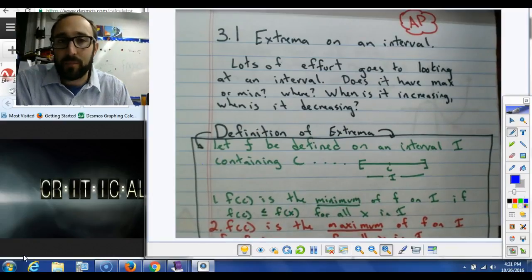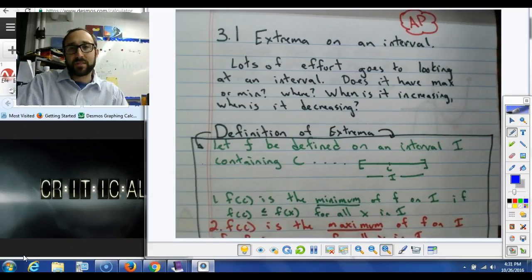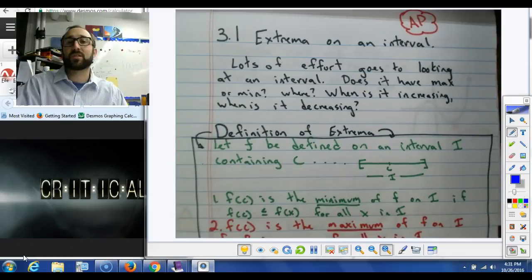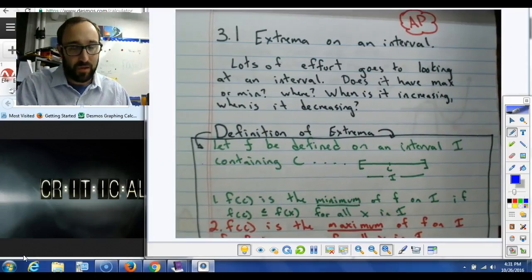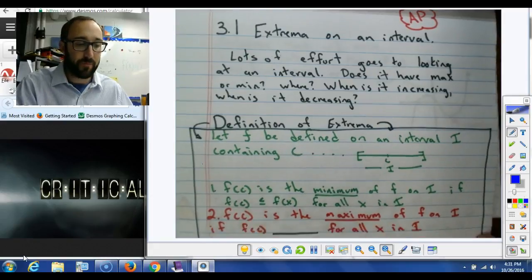We'll talk about concave up, concave down, inflection points, critical points, relative extrema, maximums, minimums, local mins, local maxes, absolute mins, absolute maxes. Holy cow, Mr. Bartman, just stop what you're doing. Okay, let's just slow down and let's talk about definitions of extrema.